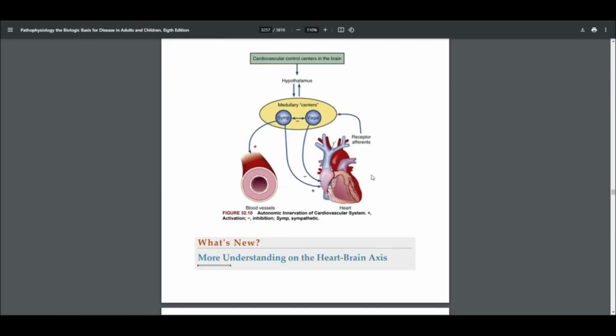The cardiovascular control centers in the brain, your hypothalamus, your medullary centers, your sympathetic and vagal responses, and your receptors afferents. So the autonomic innervations of the cardiovascular system activation inhibit your sympathetic.